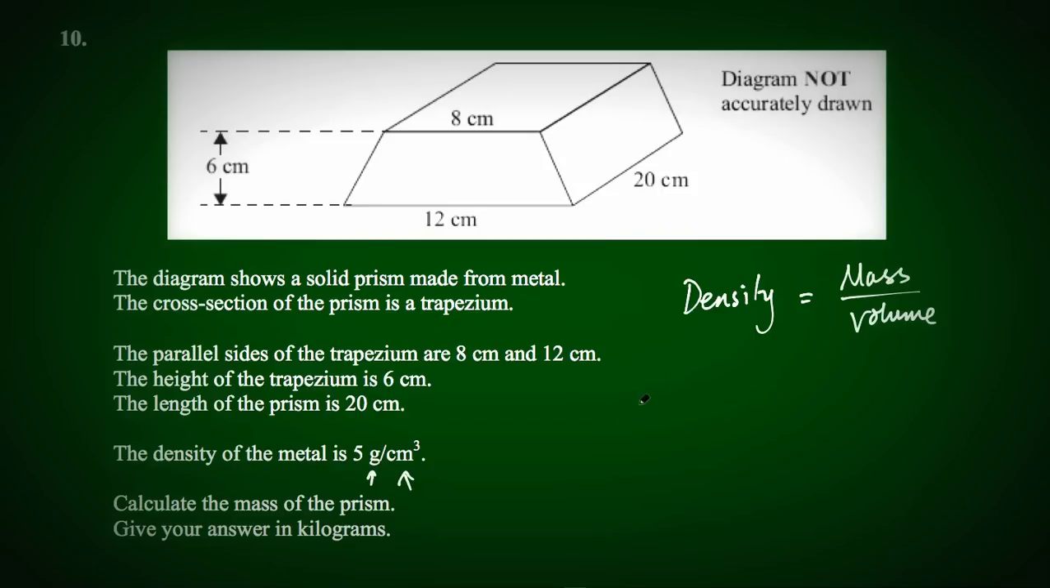So formula for the area of a trapezium, we take the parallel sides, add them together and divide by 2. So area of trapezium equals 8 plus 12 over 2 times by the height, which is 6.